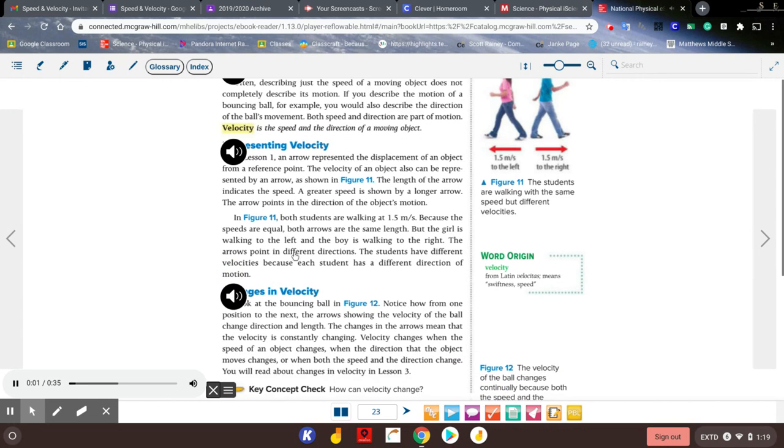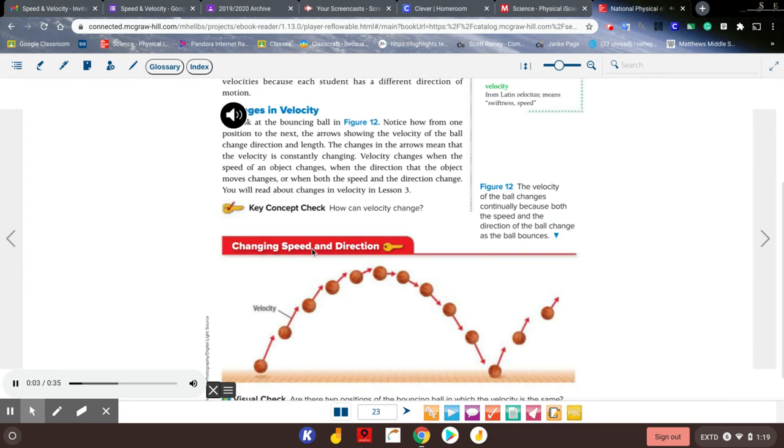Changes in velocity. Look at the bouncing ball in Figure 12. Notice how from one position to the next, the arrows showing the velocity of the ball change direction and length. The changes in the arrows mean that the velocity is constantly changing. Velocity changes when the speed of an object changes, when the direction that the object moves changes, or when both the speed and the direction change. You will read about changes in velocity in Lesson 3. Key concept check. How can velocity change?